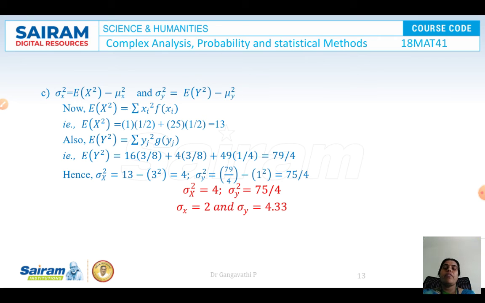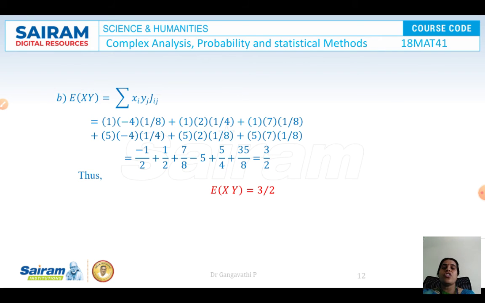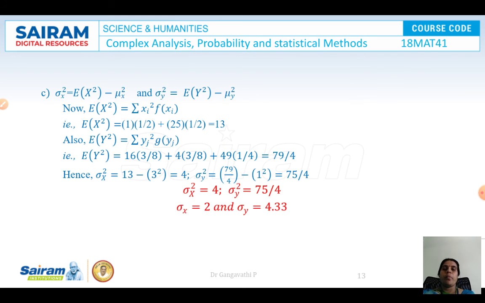Here we also have fij. So this fij should also be considered along with x and y, with the same values for i and j. All the values are known, and substituting and simplifying, we get this as 3 by 2. Now let us find sigma x and sigma y, that is, the standard deviation of x and y.